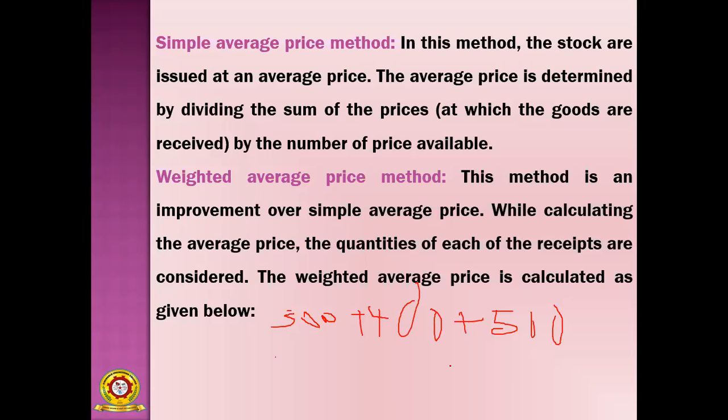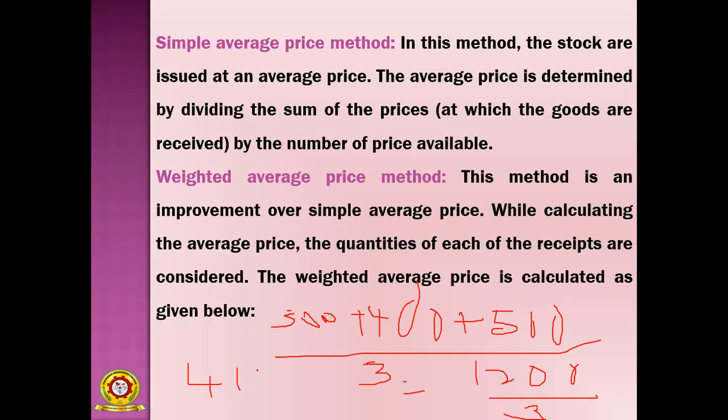So 300 plus 400 plus 500, divided by 3, because 3 prices are there. So 700 plus 500, 1200. So 1200 by 3, that is 400. So the average raw material price is 400. Then you consider the raw material price as 400 rupees. So in this way you have to calculate. Okay, so that is the simple average price method, something better than before.